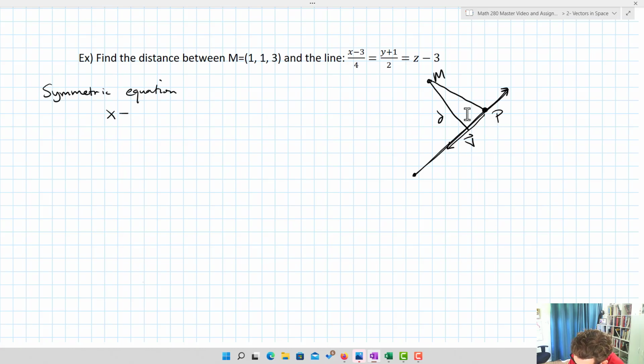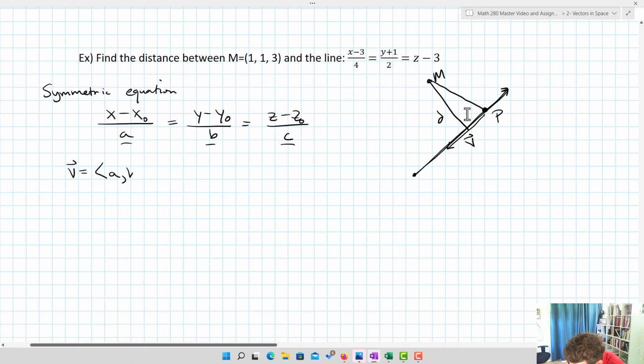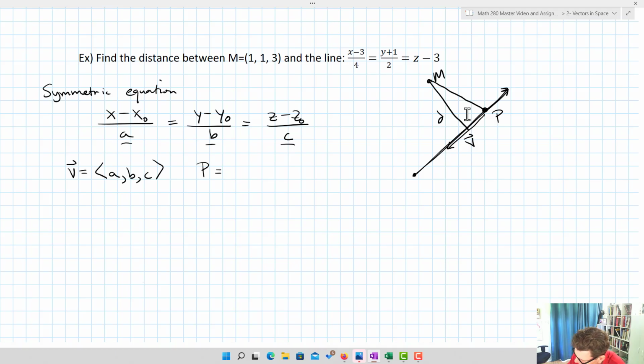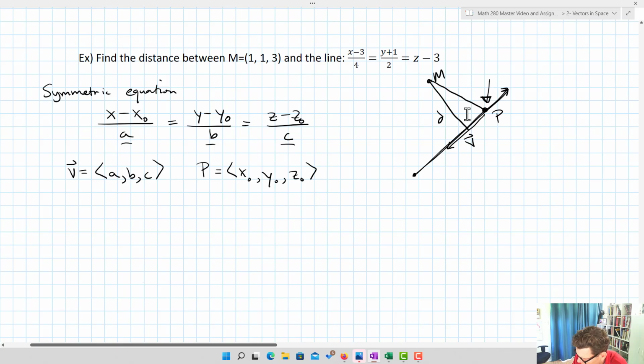Remember, my symmetric equation is written like this: (x minus x naught) over a equals (y minus y naught) over b, which equals (z minus z naught) over c. A, b, and c make up my direction vector V, and my point P is going to end up being x naught, y naught, and z naught. It's a handy little piece of information to know.